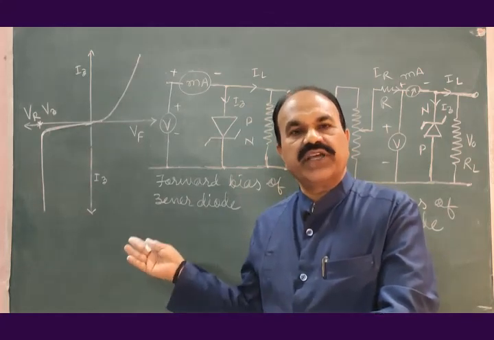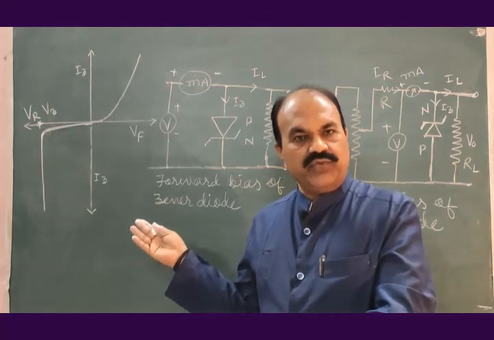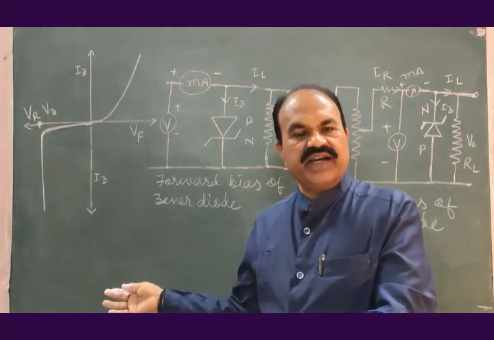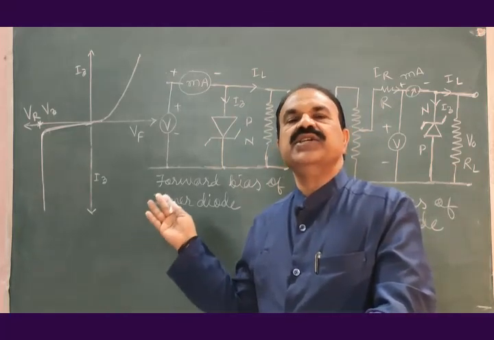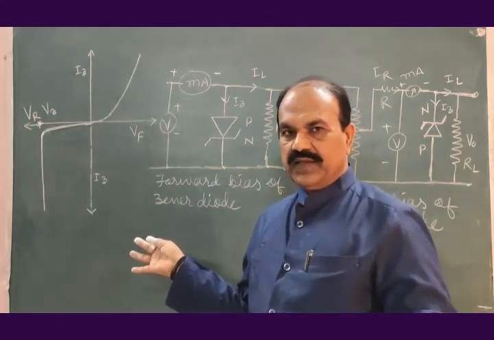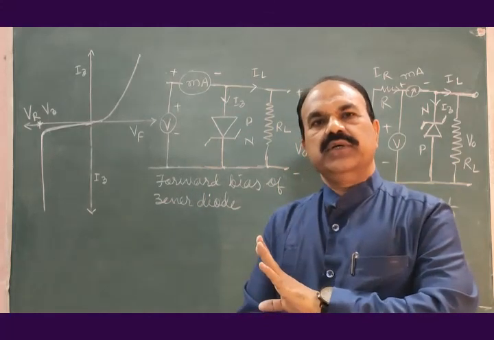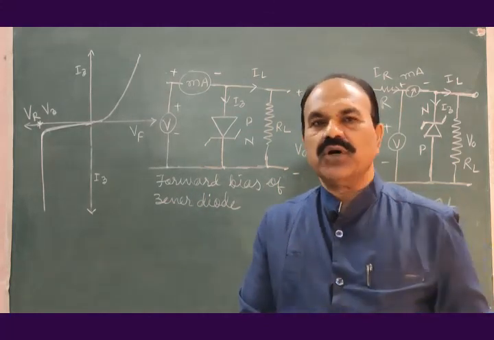This is about the construction, working principle, the circuit to work the Zener diode in forward bias and reverse bias, and the VI characteristics of the Zener diode. This is everything about the Zener diode. Hope you understood all these things.